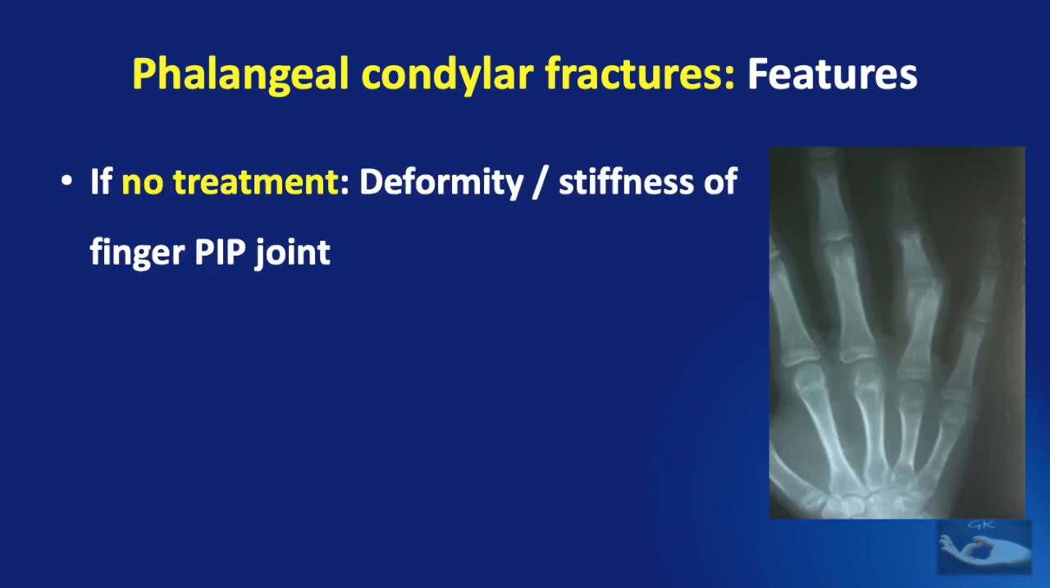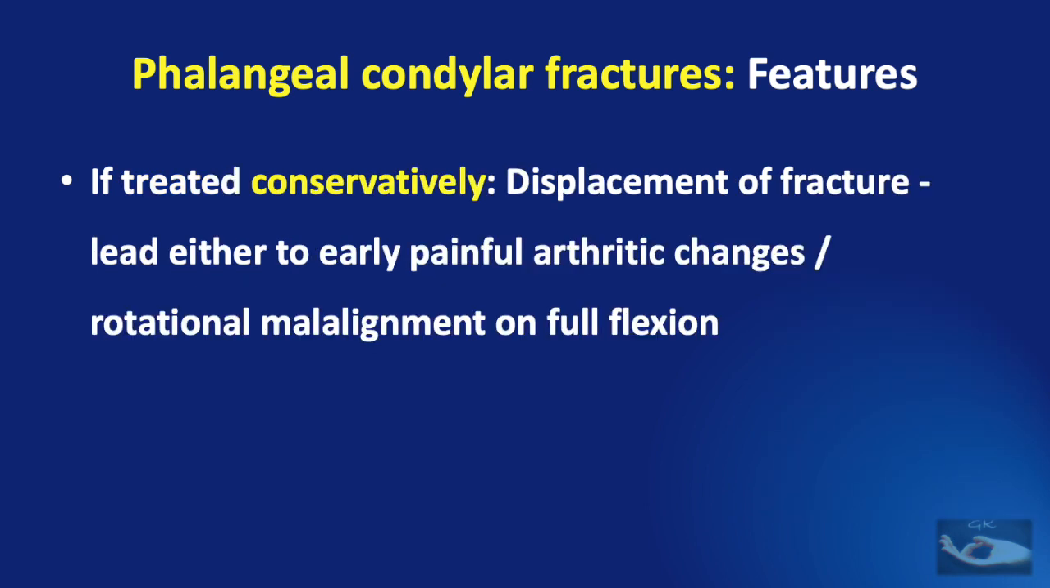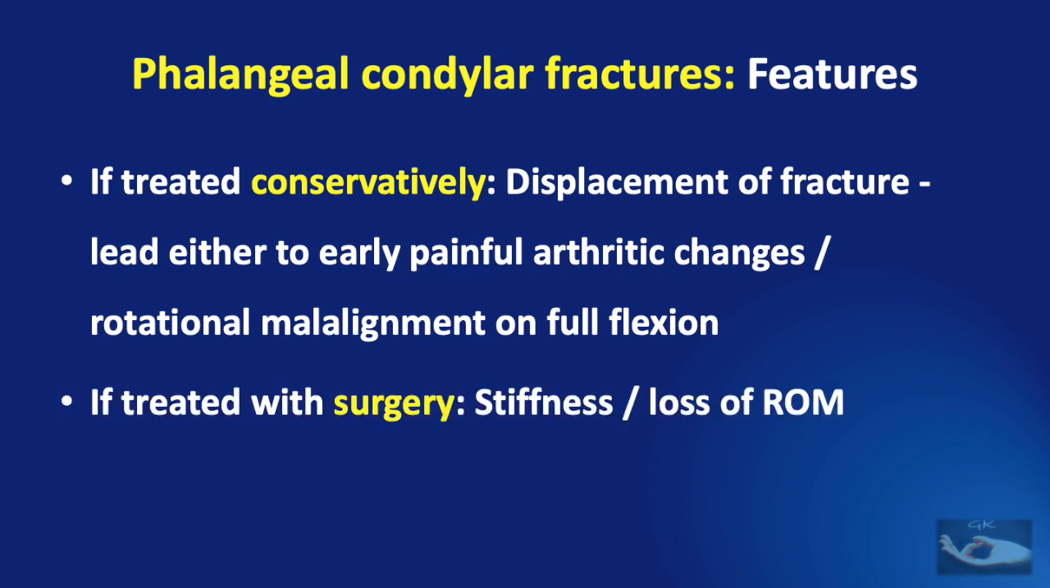The important thing to remember is the management of phalangeal condylar fractures, which are prone for problems. If there has been no treatment provided, deformity or stiffness of the finger PIP joint may occur. If it has been treated conservatively, displacement of the fracture may lead to either early painful arthritic changes or rotational malalignment on full flexion, and if treated with surgery, stiffness and loss of range of movements may occur.